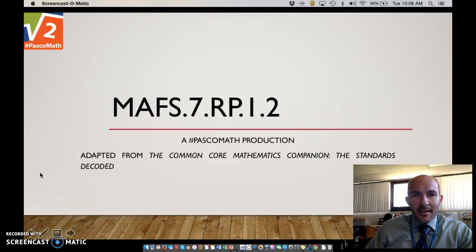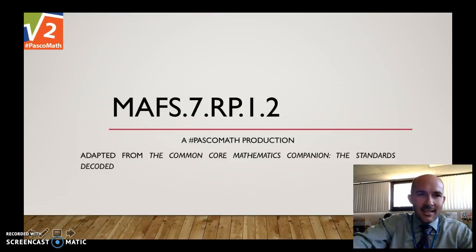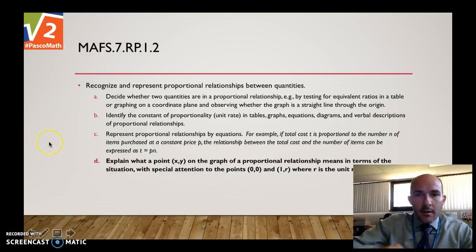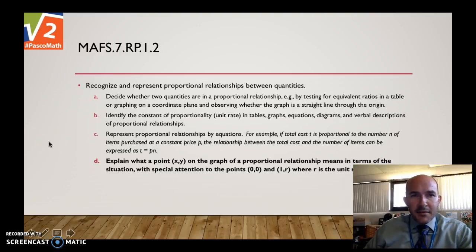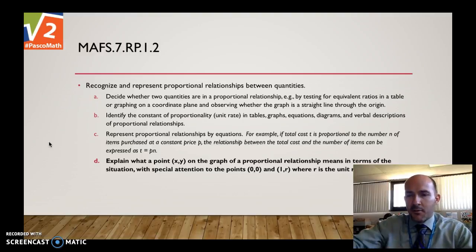Today we're going to look at the last part of 7.RP.1.2, part D. So again, we're looking at recognize and represent proportional relationships between quantities. This time, really focus on part D that says explain what a point (x, y) on the graph of a proportional relationship means in terms of the situation, with special attention to the points (0, 0) and (1, r), where r is the unit rate.